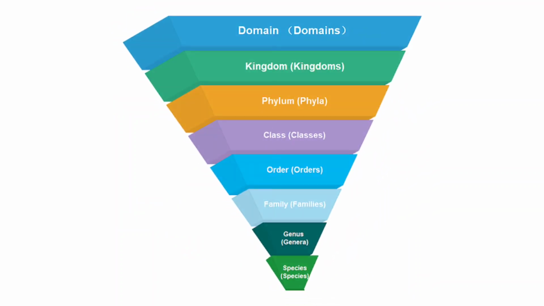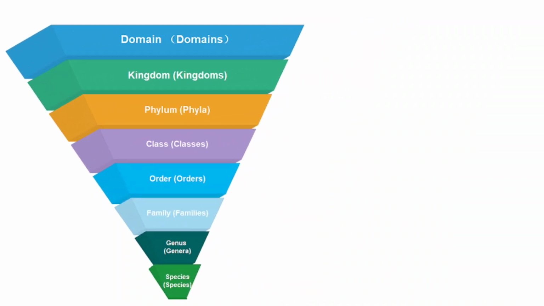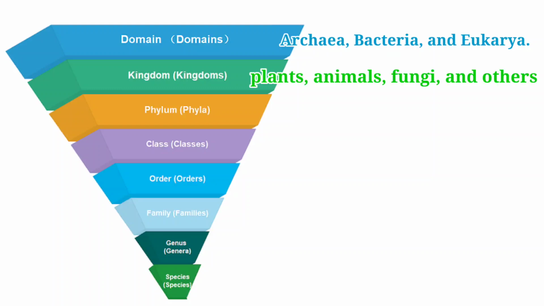Taxonomy organizes life into a series of hierarchical categories known as taxa for plural or taxon for singular. These range from broad to specific, allowing scientists to categorize organisms in increasing levels of similarity. Here is the traditional hierarchy. The first and the broadest is the domain, dividing life into three categories: archaea, bacteria, and eukarya. Then we have the kingdom. This includes broad groups like plants, animals, fungi, and many others.